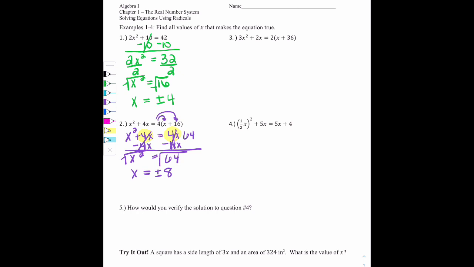Okay, let's move up here to number 3. In number 3, it says 3x squared plus 2x equals 2 times x plus 36. Just as we had before, we have a distributive property that we must simplify. So we have 3x squared plus 2x equals 2 times x is 2x, and 2 times 36 is 72.